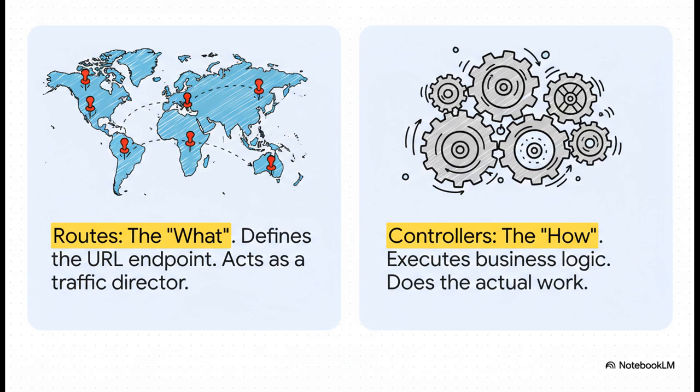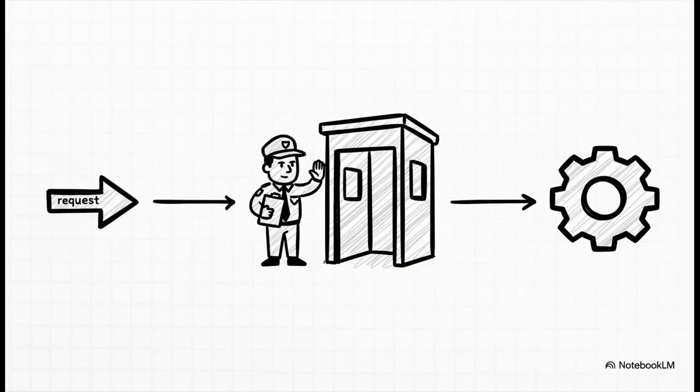So let's just put this side by side to make it crystal clear. Routes are the what. What URL are we dealing with? Controllers are the how. How are we going to handle this specific request? Getting this separation right is fundamental. But hold on. Before a request gets all the way to a controller, there's often one more checkpoint it has to pass through, the middleware folder.